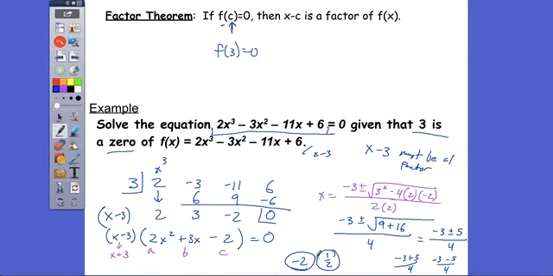So we've got 1/2, 2, and 3 are my three solutions here. X equals all of those. And that's all, folks. All right.